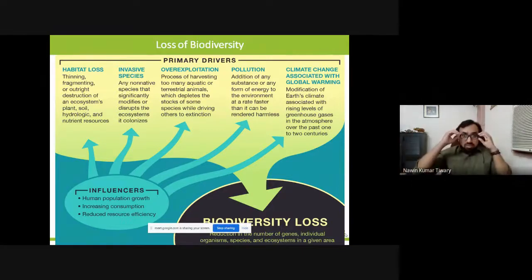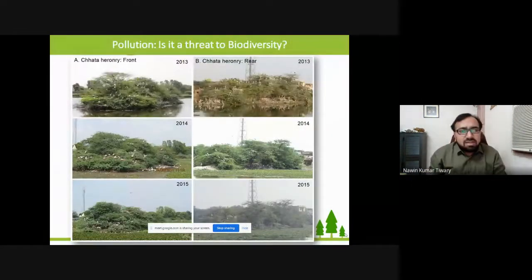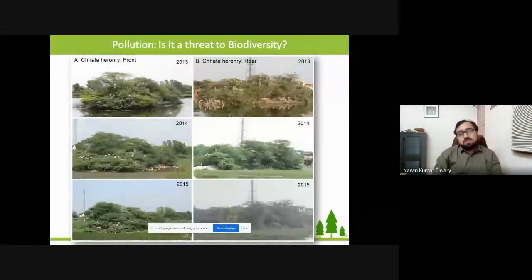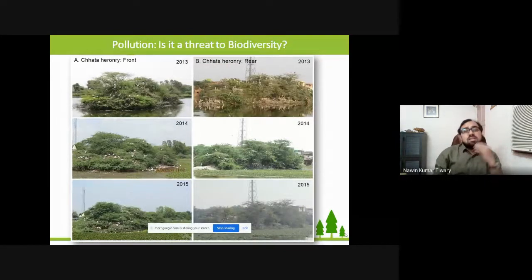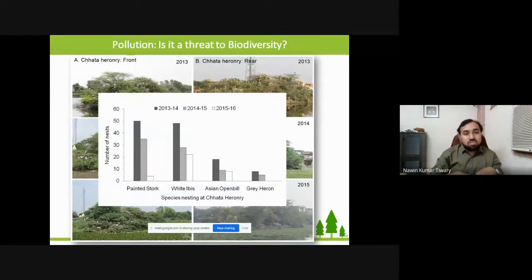Now pollution, as I told you. This is an image from when we were studying painted stork breeding ecology, and this is 3 years of data that I'm showing you. There's a small pond in a village called Chhada near Mathura. This pond has a central island, and on those trees these stork species used to nest. Over a period of time, in 2013, 14 and 15, as you can see, the habitat, the front and the rear side, there are two sides of the image that I've taken, has actually deteriorated over a period of time. And this also led to a change in the numbers. I'll show you the number of individuals of four different species nesting there.